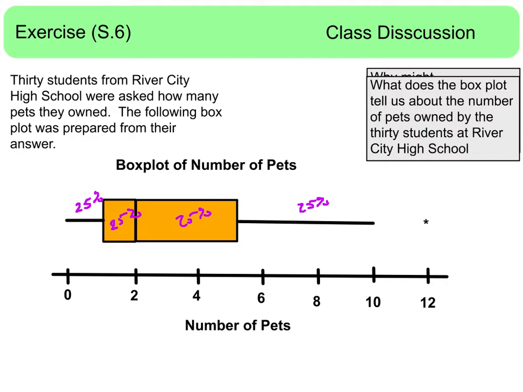Well, one thing that we can point out very easily is that if I just look at that 50%, I could easily say that 50% of the owners own between 1 and 5 pets. That's one thing that's real easy to take a look at just as an example.